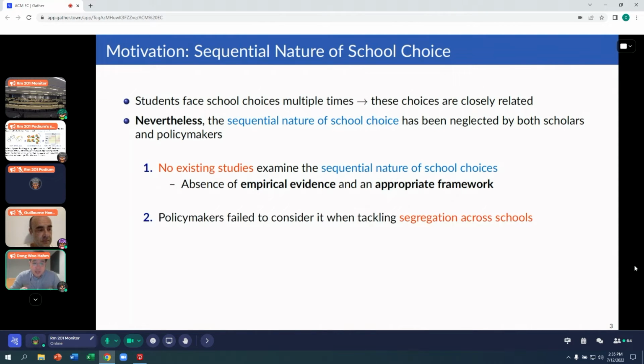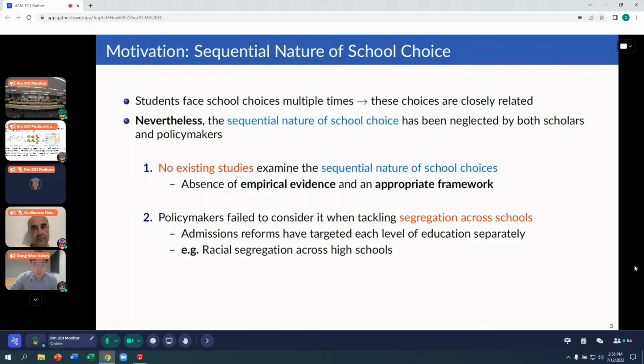And second, the sequential nature of school choice has also been neglected by the policymakers when they talk about segregation across schools, which is a very important problem in large urban school districts, as Irene also has just shown us. Usually, the admission reforms to tackle segregation have targeted each level of education separately, without considering how intervening at one stage might affect other stages and vice versa.